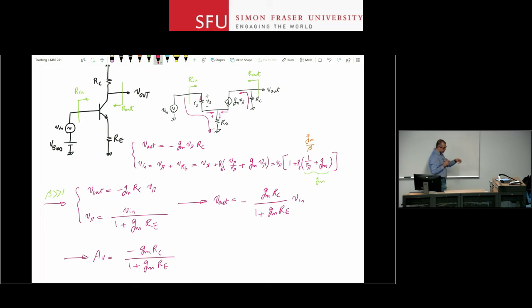Okay. Right away I can see that by including that RE in the circuit, I have lost some gain, right? Because GM RE is a value that is larger than 0, and originally my gain was GM RC, now it is GM RC divided by some number that is larger than 1. So it's definitely less than the original common emitter circuit. However, this is the price that you need to pay for all those stability benefits that we mentioned earlier, bias stability and things like that.